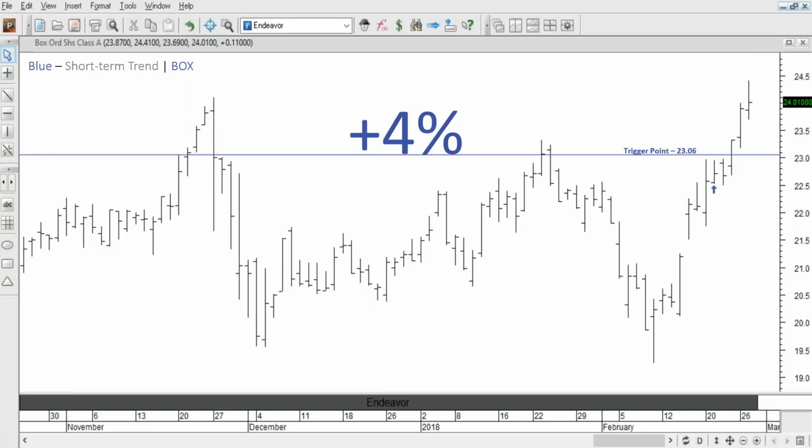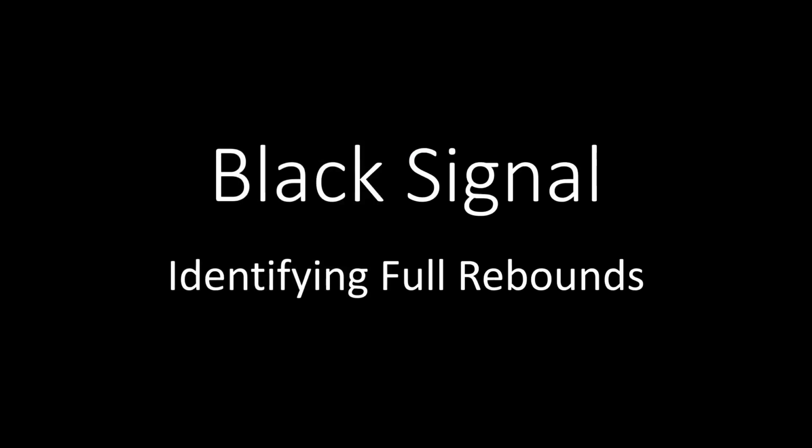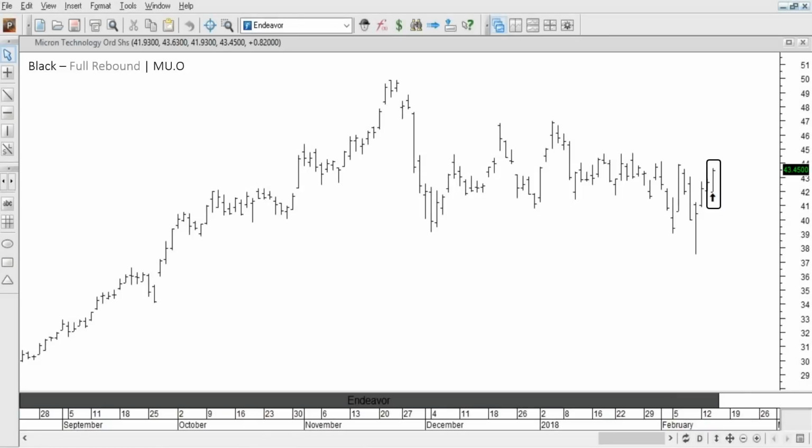However, if you're not interested in these either, then we have the black signal, which is used to identify full rebounds back to recent highs. This is ticker symbol MU. It had a black signal in the middle of February. Now remember, black signals identify when price has fallen from its recent high and has a chance to move back up to it, making a full rebound.